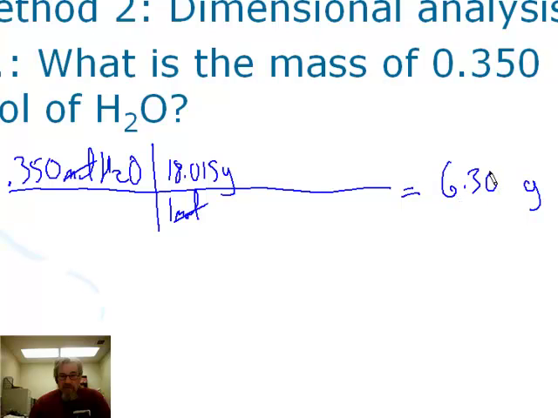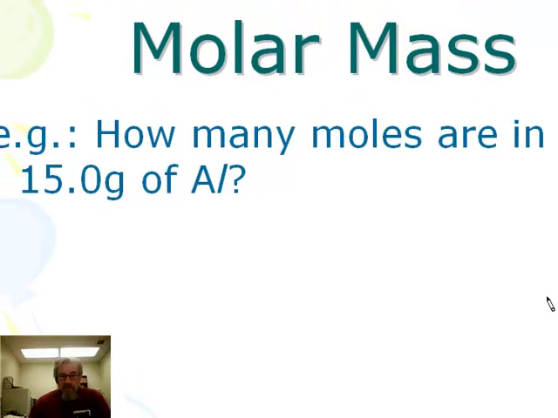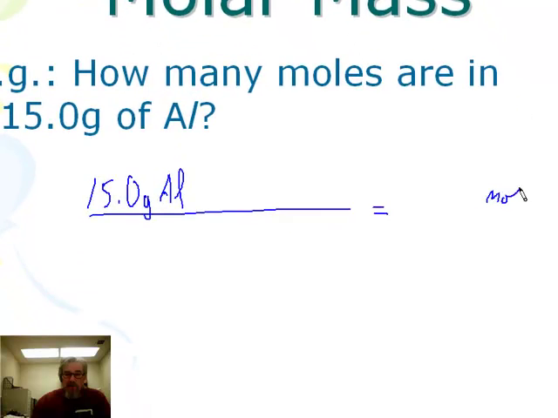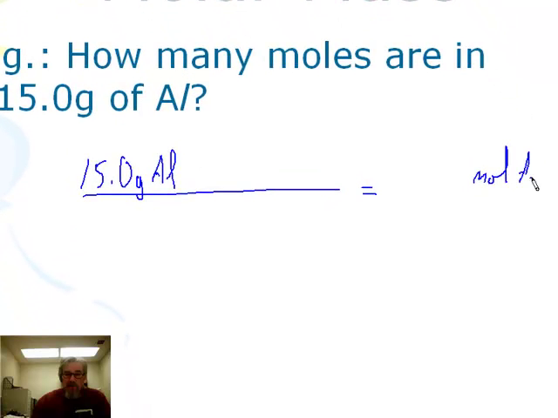This method works great. How many moles are in 15 grams of aluminum? We've had this problem before. We solved it with a proportion. Now let's do it with dimensional analysis. Again, I start out by writing down what's given to me, 15.0 grams of aluminum. My target is what I'm asked about, and that is moles. How many moles of aluminum?